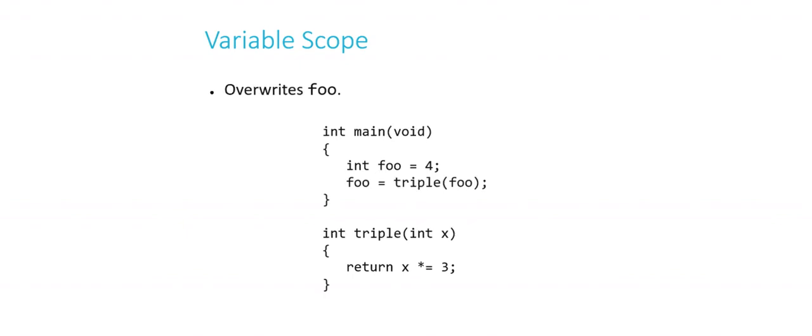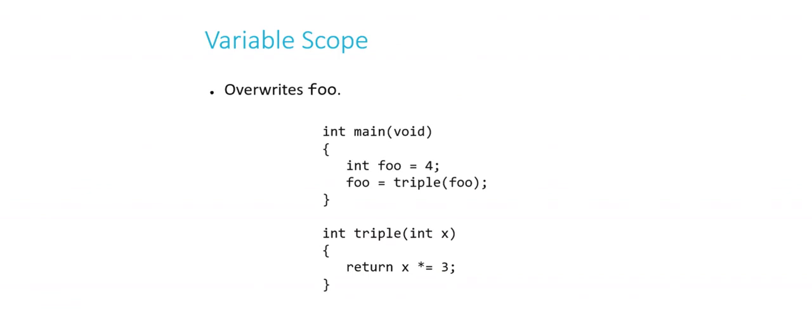Here, though, a very subtle difference, this does have the effect we want. Do you see why? We're overwriting foo in main this time. So int foo equals 4, foo equals triple foo. When we make that call, triple gets its own copy of foo, its own copy of 4. It says return 4 times 3, or whatever variable gets passed in times 3. And then we assign the return value of triple to foo again.